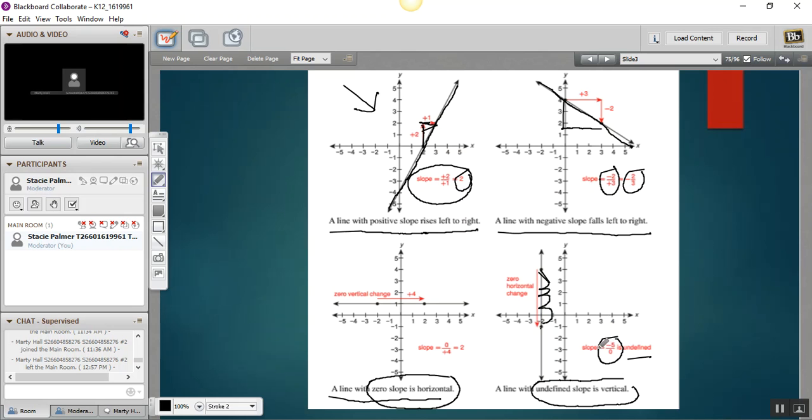So you need to remember that if a line is a horizontal line, it has 0 slope. If a line is a vertical line, it has a slope that is undefined. If a line is falling to the right, it's going to have a negative slope. And if a line is rising to the right, it's going to have a positive slope.